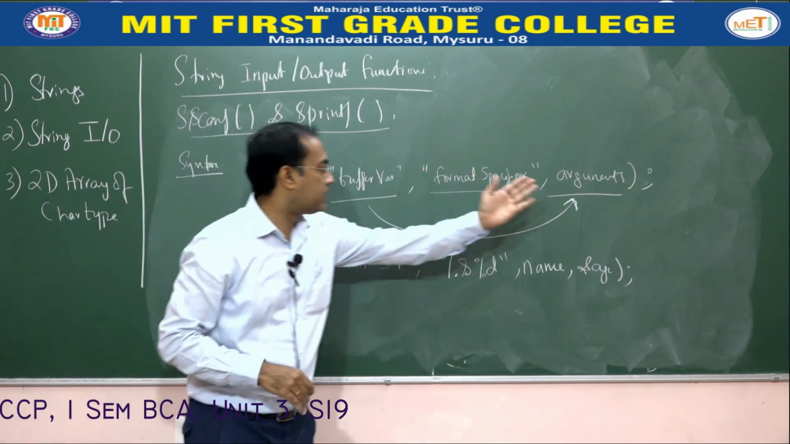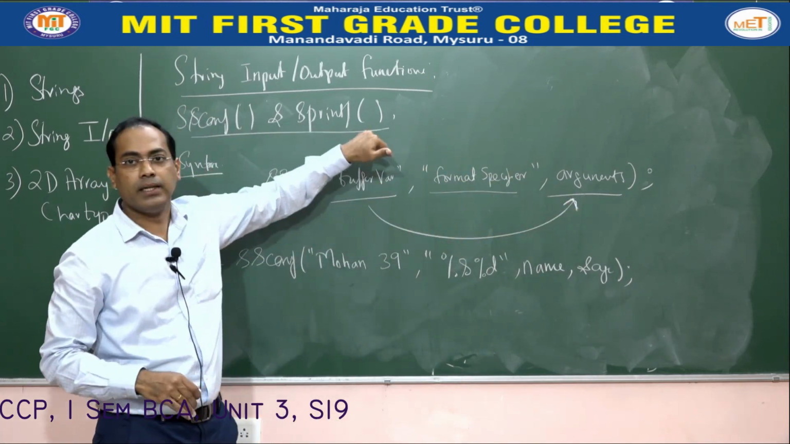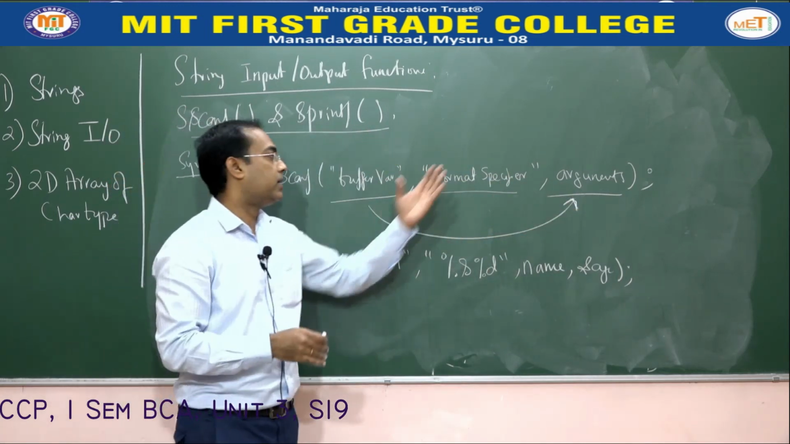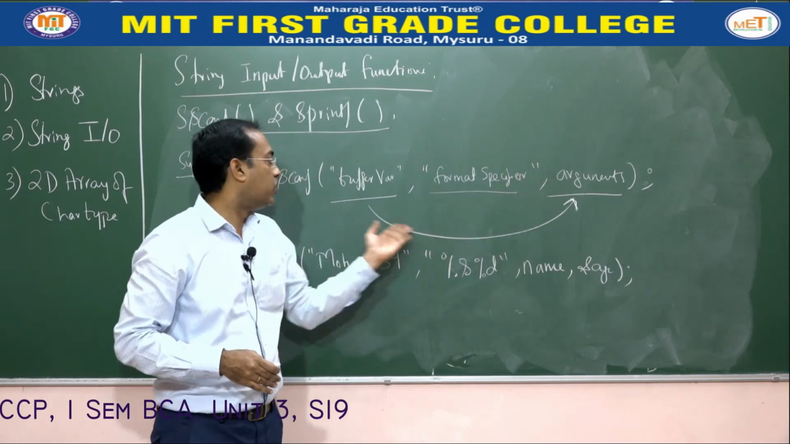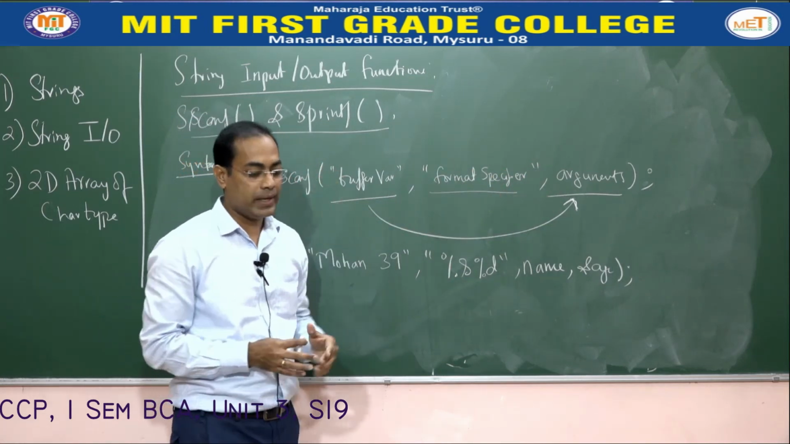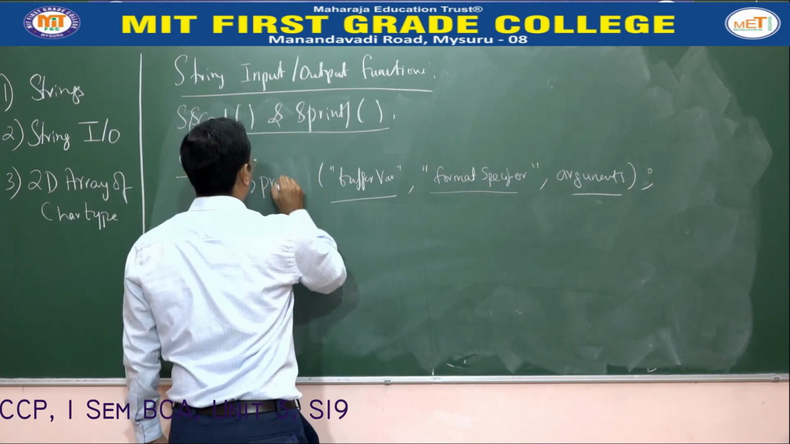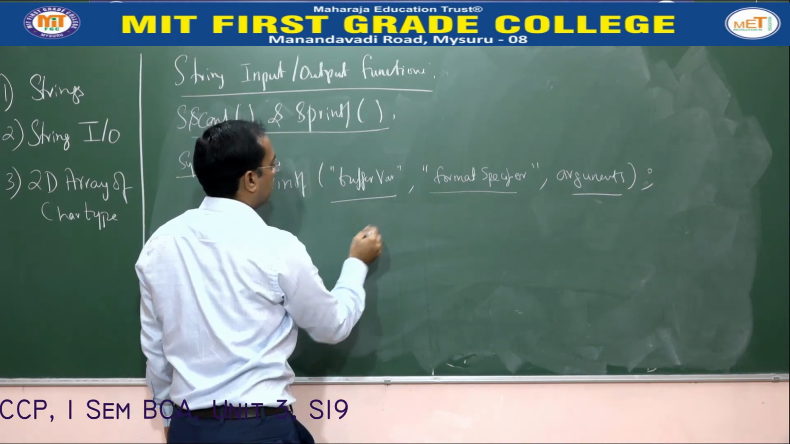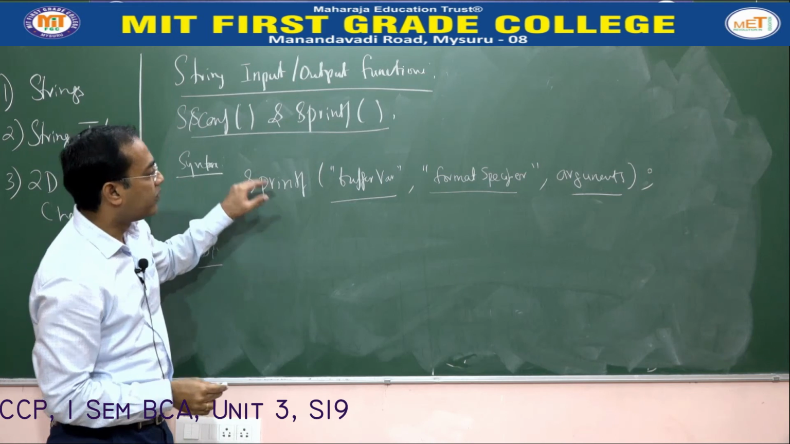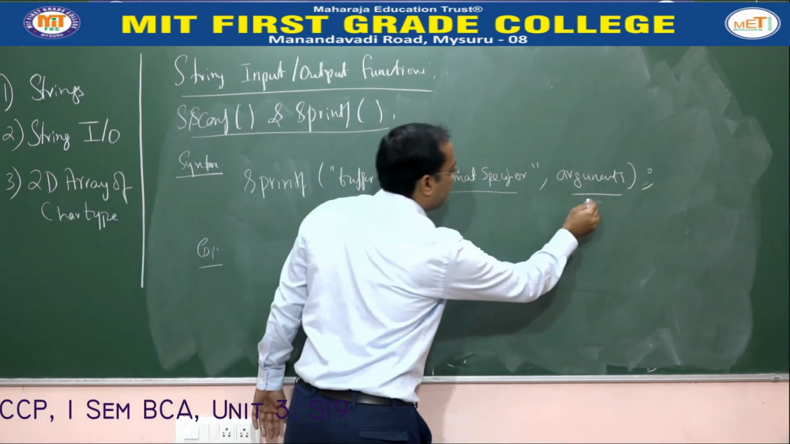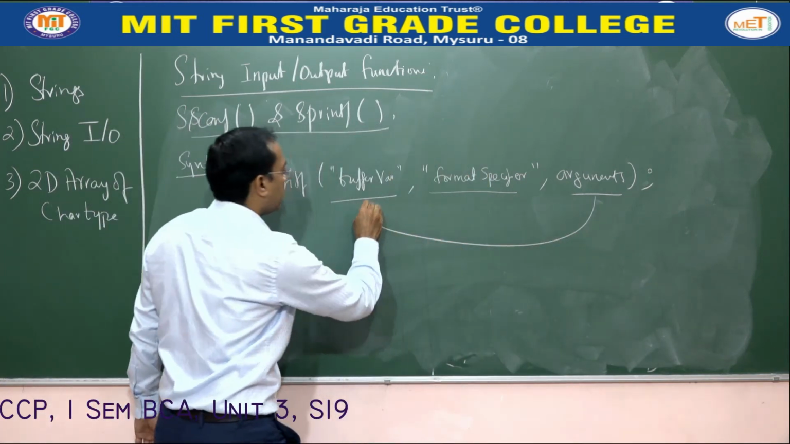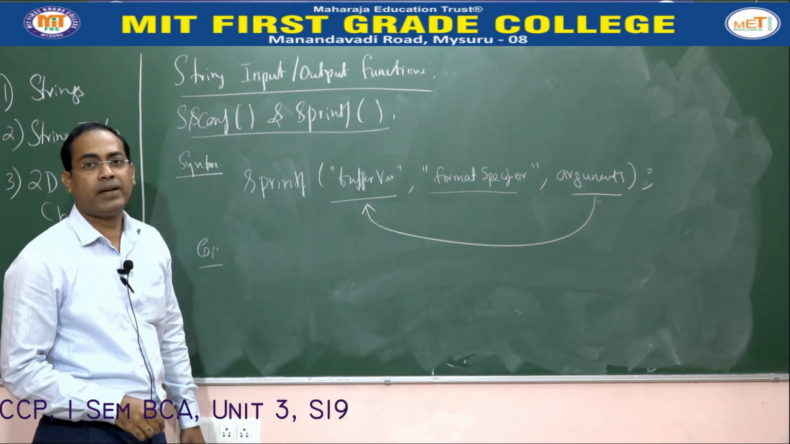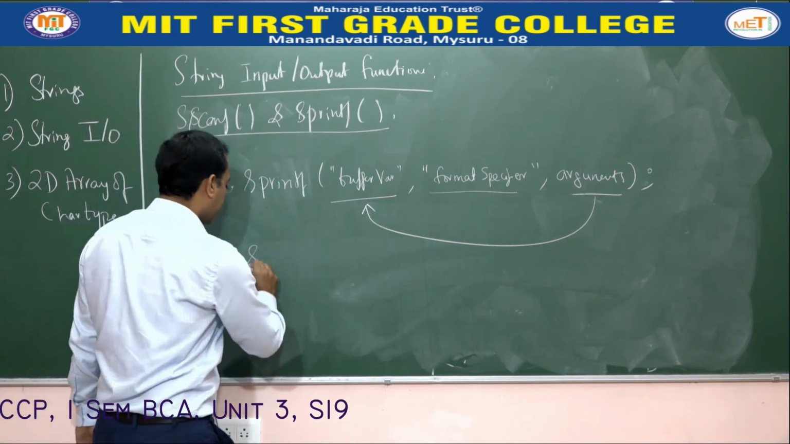sprintf is the opposite, in the sense that the arrow is in the opposite direction. From the arguments it is going to copy to the buffer variable. So as I said, sprintf, from the arguments, is going to copy to the buffer variable. So we will see the example.